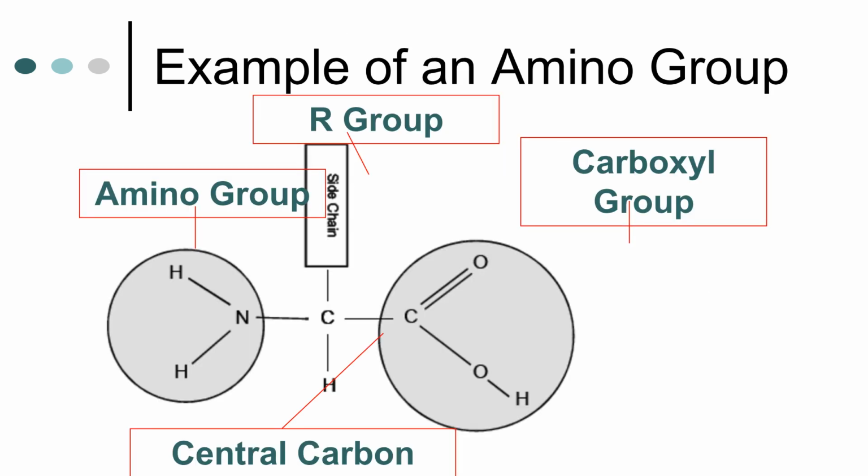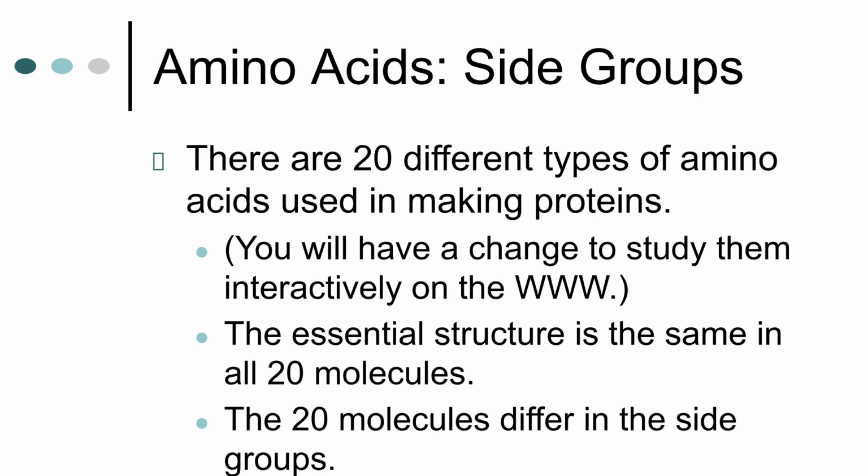This diagram illustrates the core structure of an amino acid, including the central carbon, the amino group, the carboxyl group, and the variable R group. There are 20 different types of amino acids used to make proteins. They all share the same essential structure but differ in their side groups, also known as the R groups.